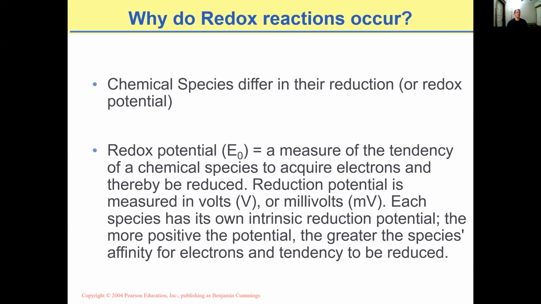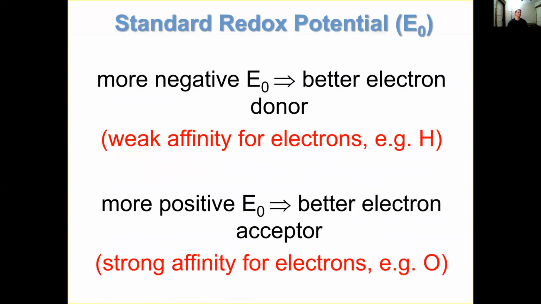And each species has its own intrinsic reduction potential. The more positive the potential, the greater the species' affinity for electrons and tendency to be reduced. That is such a mouthful, but essentially what it boils down to is that your redox potential tells you how eager the molecule is to get rid of an electron or to keep its electron. That's essentially what it measures. It's a very baseline definition, but you have the full formal definition there. It boils down to how difficult it would be to either force the molecule to take an electron or to take an electron from the molecule.